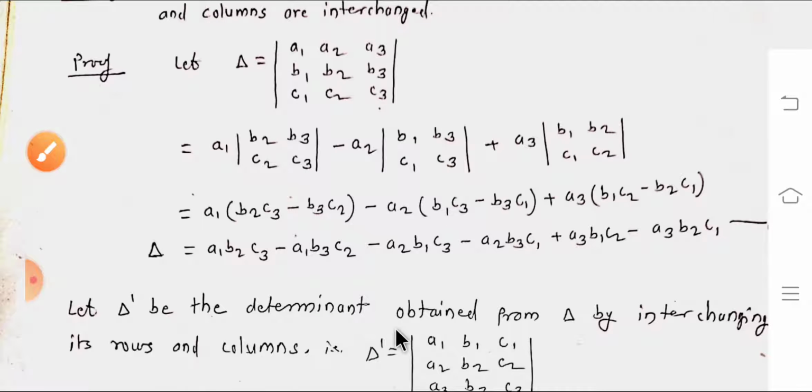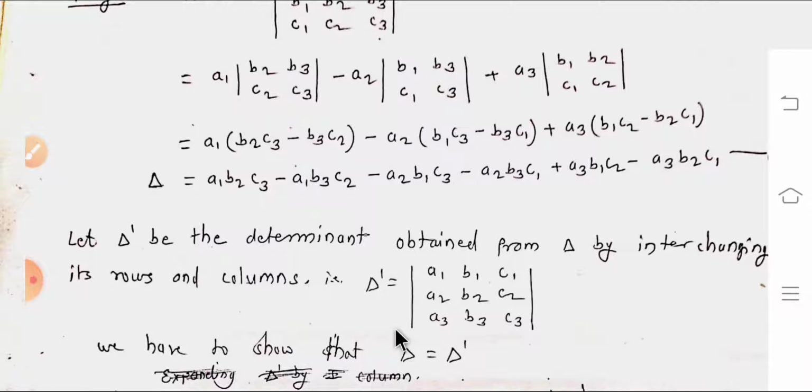Let delta dash be the determinant obtained from delta by interchanging its rows and columns. That is, here this is delta, we have to interchange rows into columns and columns into rows. So we write a row in delta as a column: a1 a2 a3, b1 b2 b3, c1 c2 c3, and we have to show that delta dash equals delta.